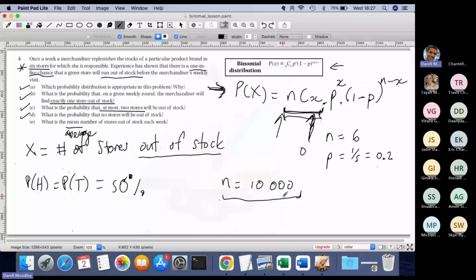Can you write that in the chat? Remember we covered this last week? Just think about it. There's a 50-50 chance of getting a head, and you flip the coin 10,000 times. Roughly, what number of heads would you expect to get?